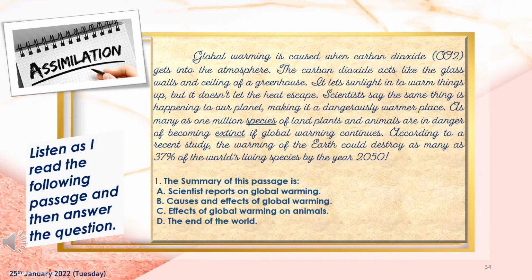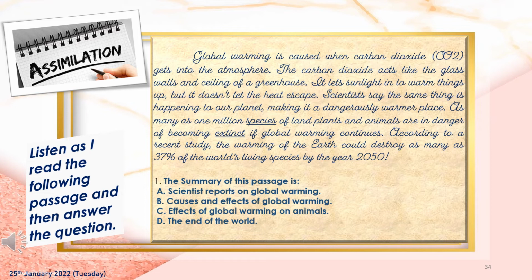Global warming is caused when carbon dioxide, CO2, gets into the atmosphere. The carbon dioxide acts like the glass walls and ceiling of a greenhouse. It lets sunlight in to warm things up, but it doesn't let the heat escape. Scientists say the same thing is happening to our planet, making it a dangerously warmer place. As many as 1 million species of land plants and animals are in danger of becoming extinct if global warming continues. According to a recent study, the warming of the Earth could destroy as many as 37% of the world's living species by the year 2050.